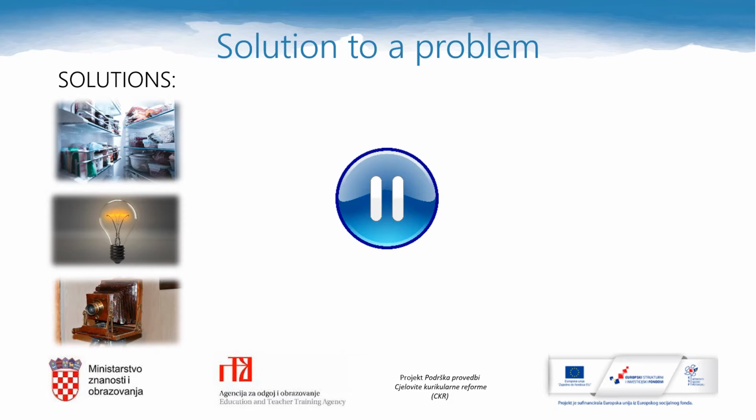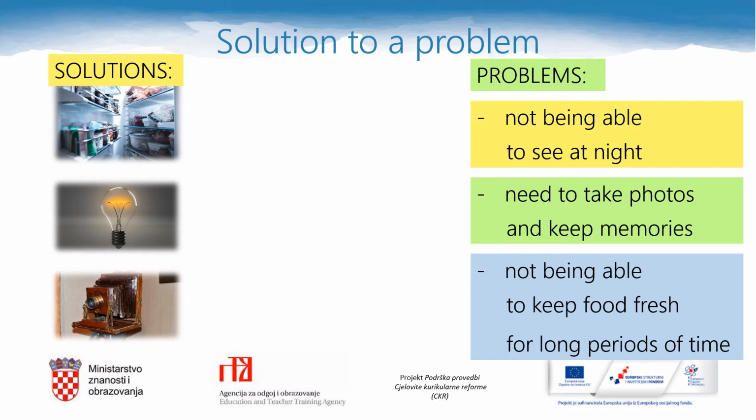Your task now is to think about problems. What problems did people in the past have? Why did they invent these solutions? A fridge, a light bulb, and a camera. What were the actual problems in these situations? What do you think? You can pause this video now and think about these problems. And here are the problems. Are they similar to your ideas? You should match the problems on the right with the correct solution on the left.